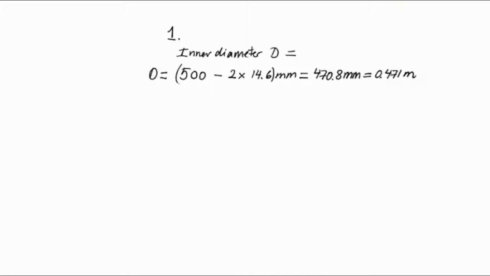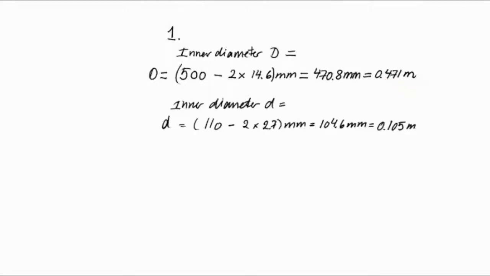First step in the calculation is to find the inner diameter of the biggest pipe, and the inner diameter of the biggest pipe is the diameter, which was 500, minus 2 times the wall thickness, and that is equal to 470.80 millimeter, and we go to meter, which is 0.471 meter. I have done the same thing for the inner diameter of the smallest pipe, lowercase d, and I get that the inner diameter is 0.105 meter.